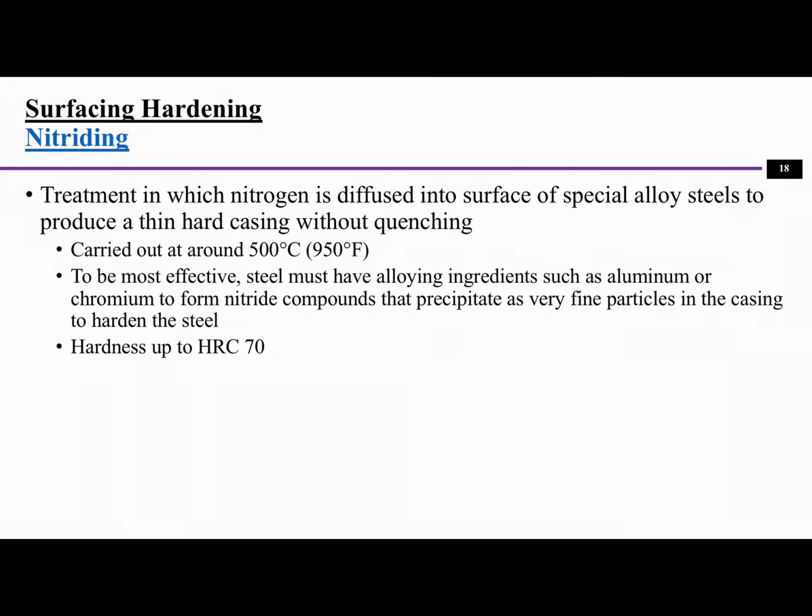All right. Next one is nitriding. Nitriding is a treatment where nitrogen is diffused into the surface of the alloy materials. But for this process, we can produce a thin hard casing without quenching. Usually it's carried out at around 500 degrees Celsius or 950 degrees Fahrenheit. And for nitriding, the hardness can usually increase up to 70.